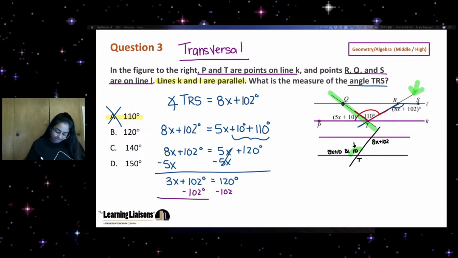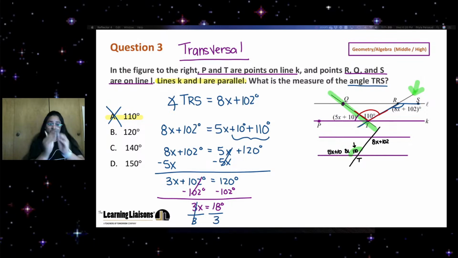I hope I don't run out of space. We're going to get 3x is equal to 18. Almost there. Right, remember, the 3 and the x are connected through multiplication because they're mushed up next to each other. So we have to do the opposite, which tells us x is equal to 6 degrees.